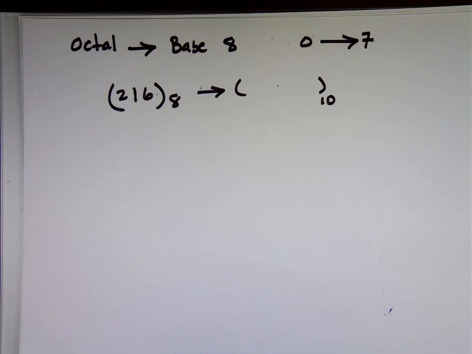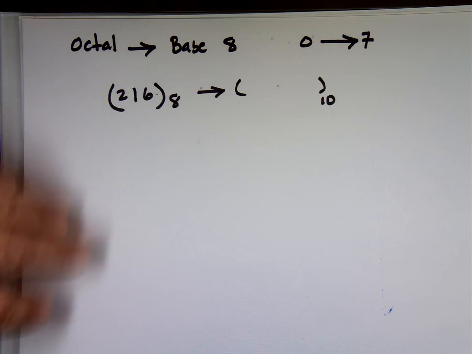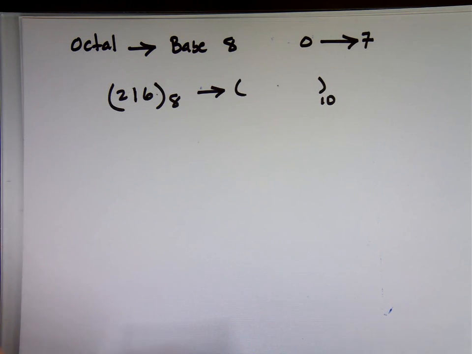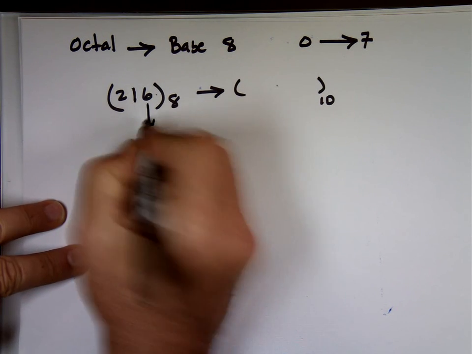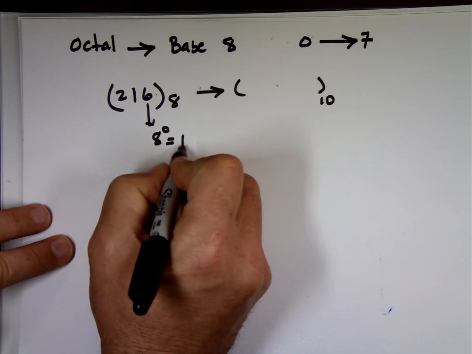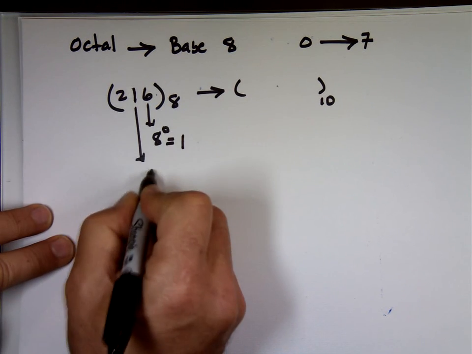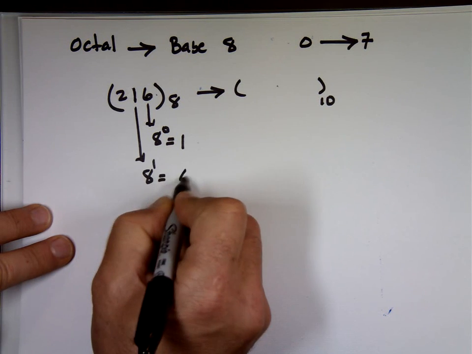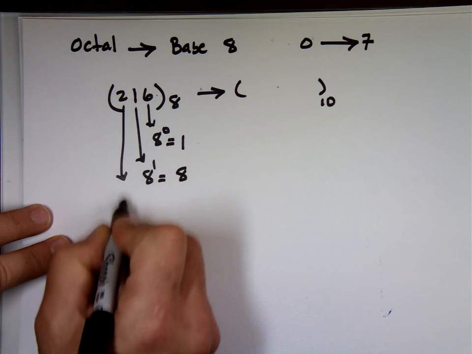And again, what is the weight of this digit? Now we're talking about base 8. This is 8 to the 0, which is what? 1. This is 8 to the 1, which is what? 8. 8 to the second, which is what? 64.